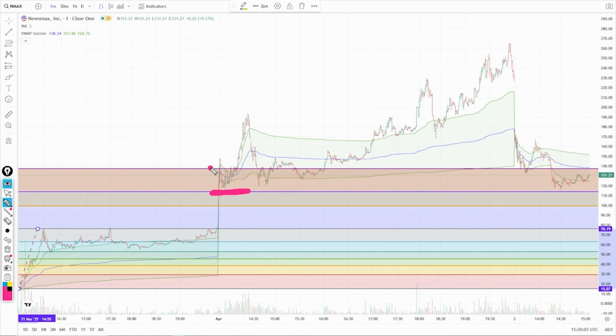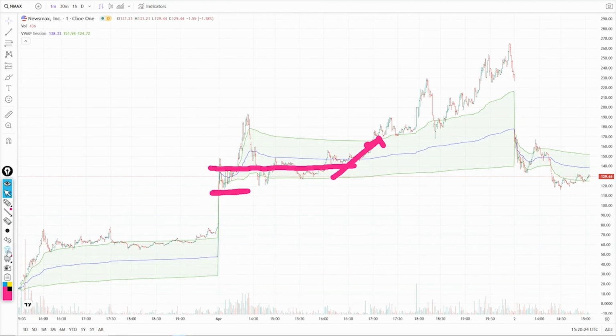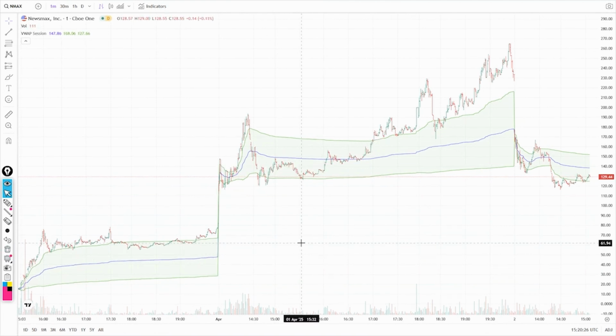And then this fib extension came into play a little bit yesterday before it blew through it. So you can use these on very short scales. You can use these on very long scales. In this case, obviously, it's a very short scale that we're using this on. Interesting stuff. Now, since we're talking about Newsmax, the recent IPO, we might as well talk about another one.